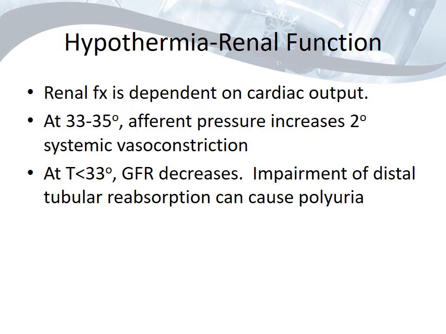What's really odd, though, is at more profound hypothermia, the afferent pressure increases secondary to systemic vasoconstriction. At more profound, at less than 33 degrees, the glomerular filtration rate decreases, and there's an impairment of distal tubular reabsorption, and you get more polyuria. So unlike the cardiovascular effects where they flip, in renal, they just continue to make urine.